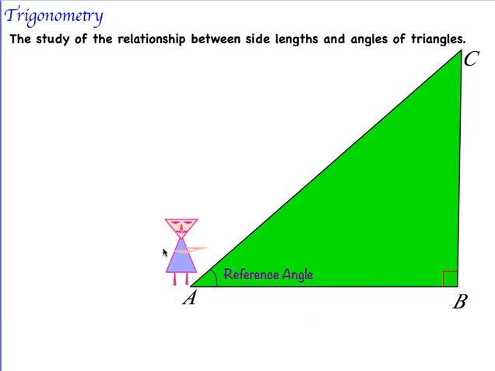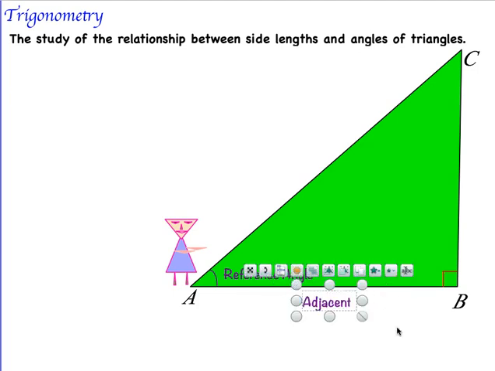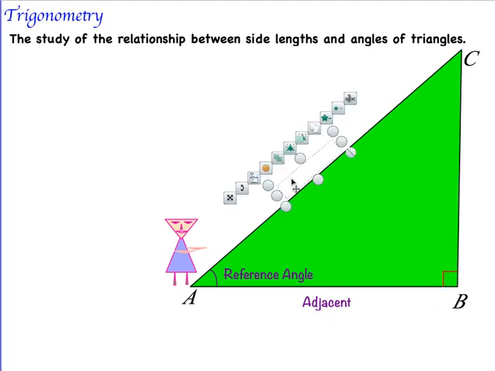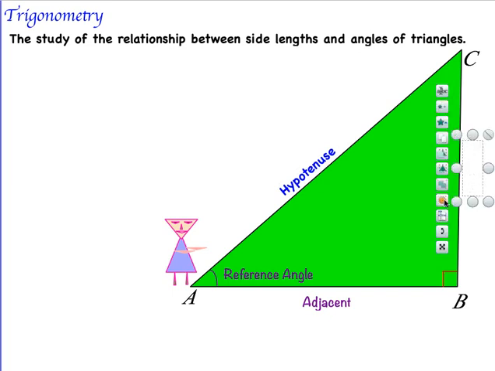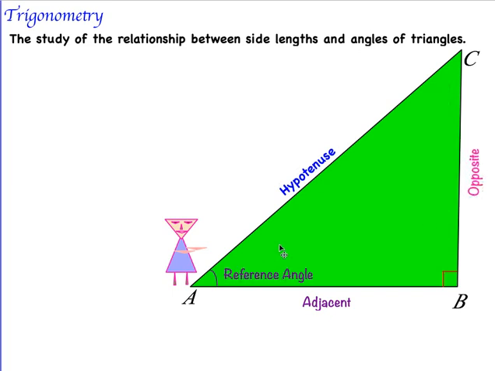And since Mr. Triangle is standing here at angle A, we're going to call side AB the adjacent side. The adjacent side is always one of the sides of the reference angle. The side that's across from the 90-degree angle, that is called the hypotenuse. And then the side that's all the way across from the reference angle is called the opposite side.